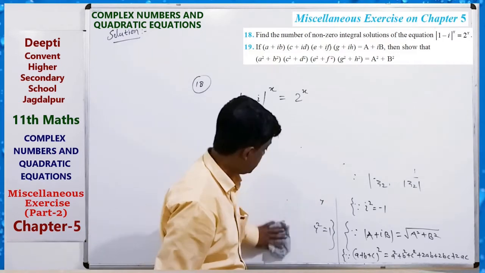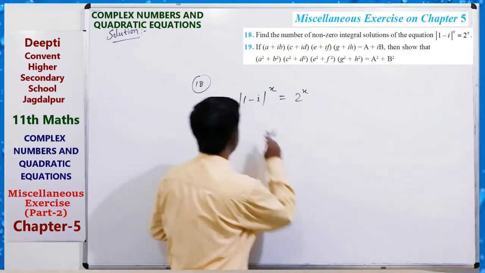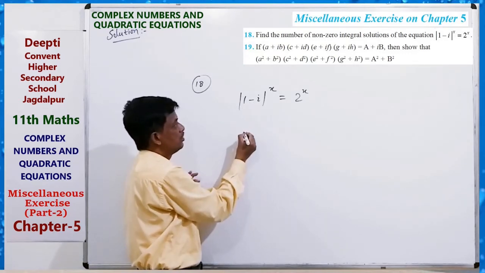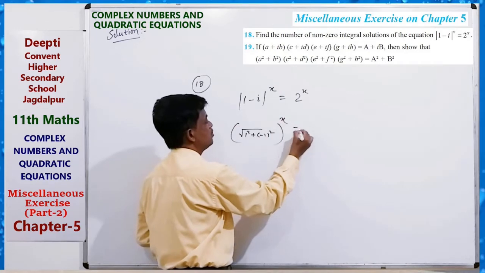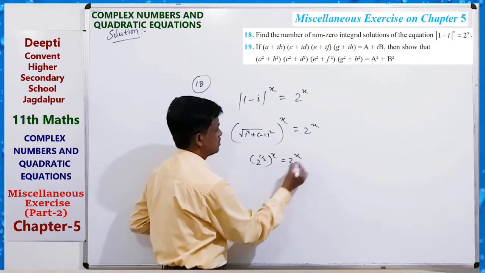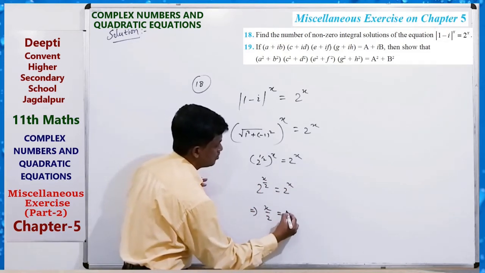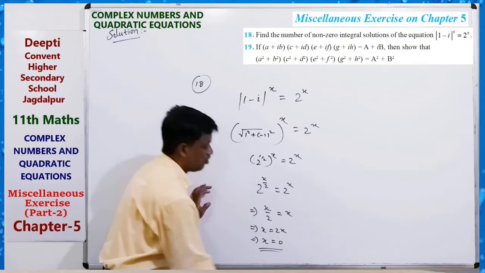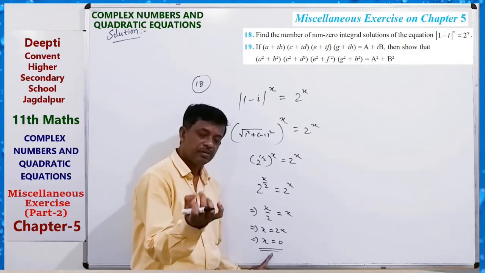Non-zero integral. So here, if we take this relation, we can take the modulus: root of 1 square plus (minus 1) square, to the power x, is equal to 2 to the power x. So 2 to the power x by 2 equals 2 to the power x. So x by 2 equals x, so x equals 2x. That is, x equals 0. Only the 0 solution is possible; 0 is the only integral solution.